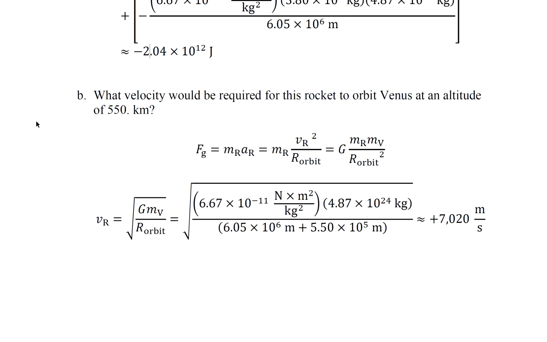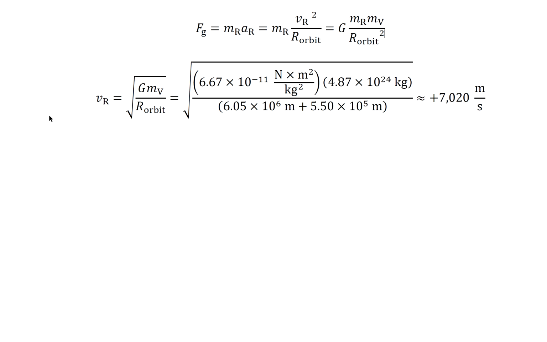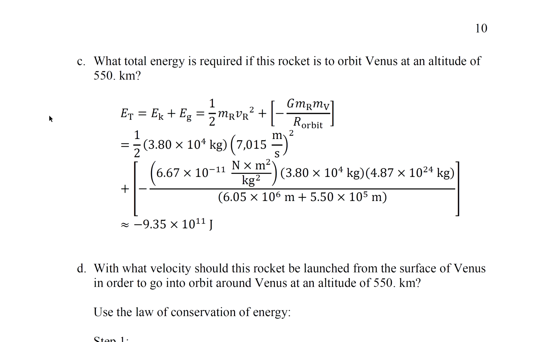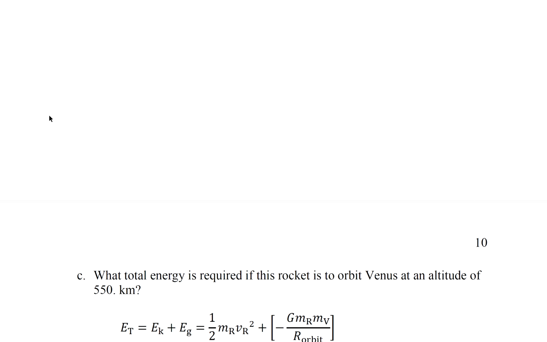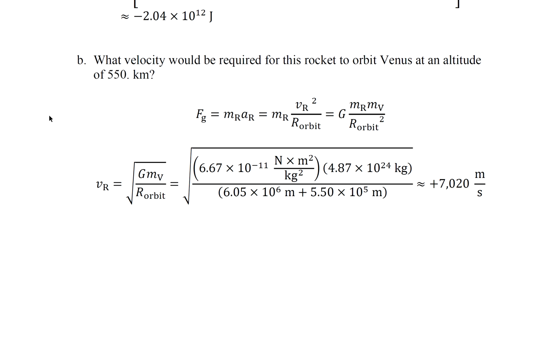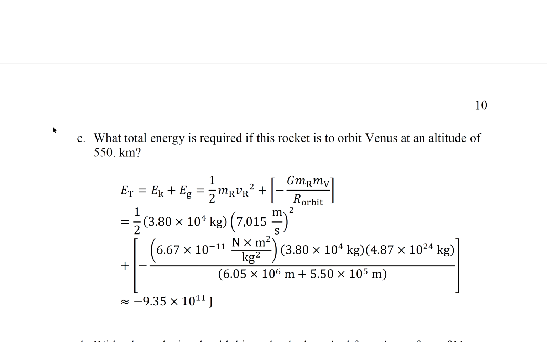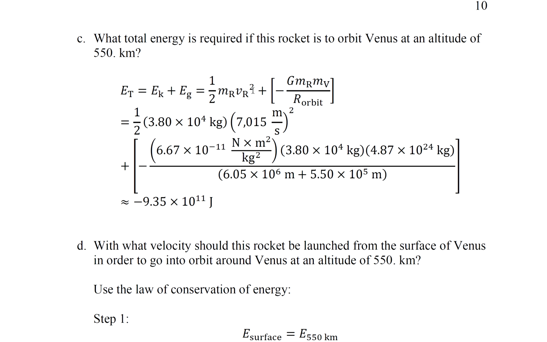Part B. What velocity will be required for this rocket to orbit Venus at an altitude of 550 kilometers? So F equals ma equals mv squared over r. Solve for v. Part C. What total energy is required if this rocket is to orbit Venus at an altitude of 550 kilometers? So we took our solution from part B, which is kinetic energy, and we just add it to gravitational potential energy.